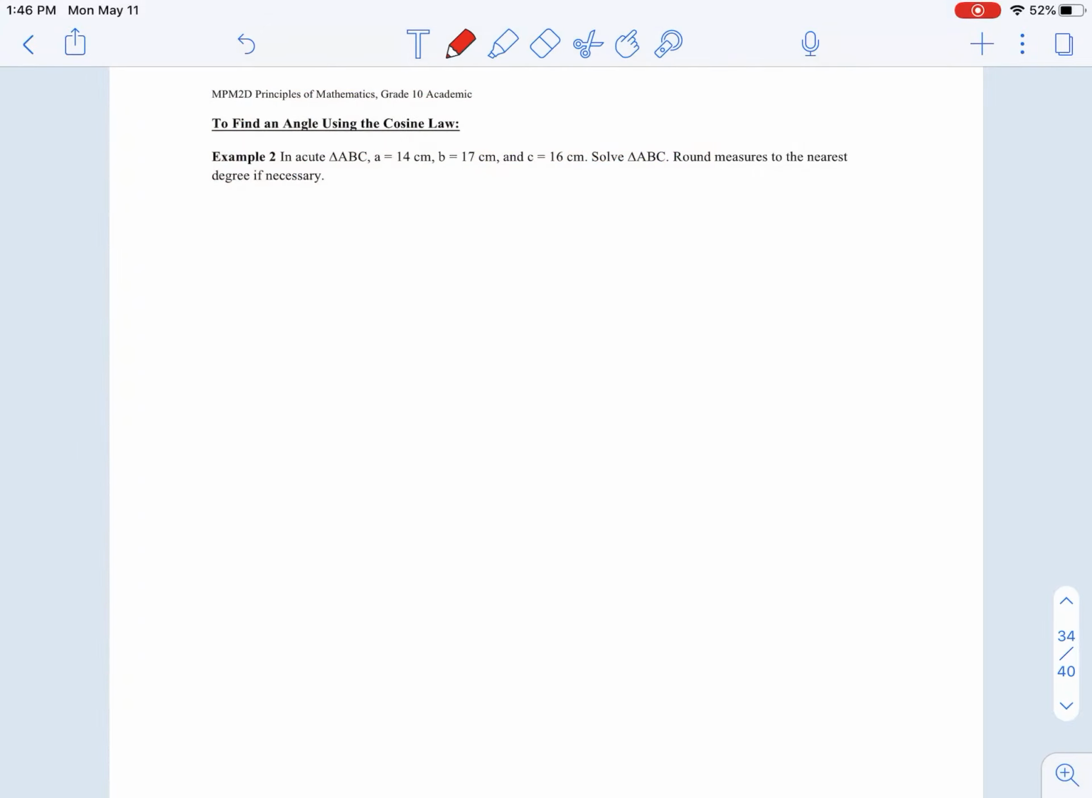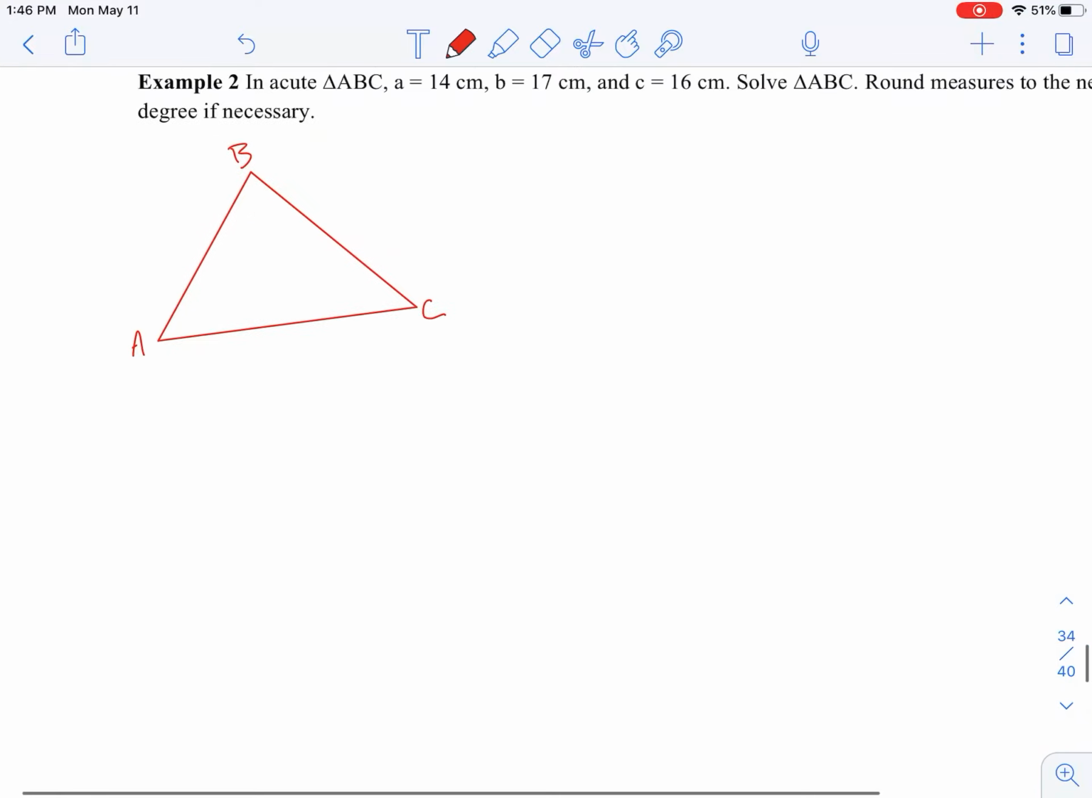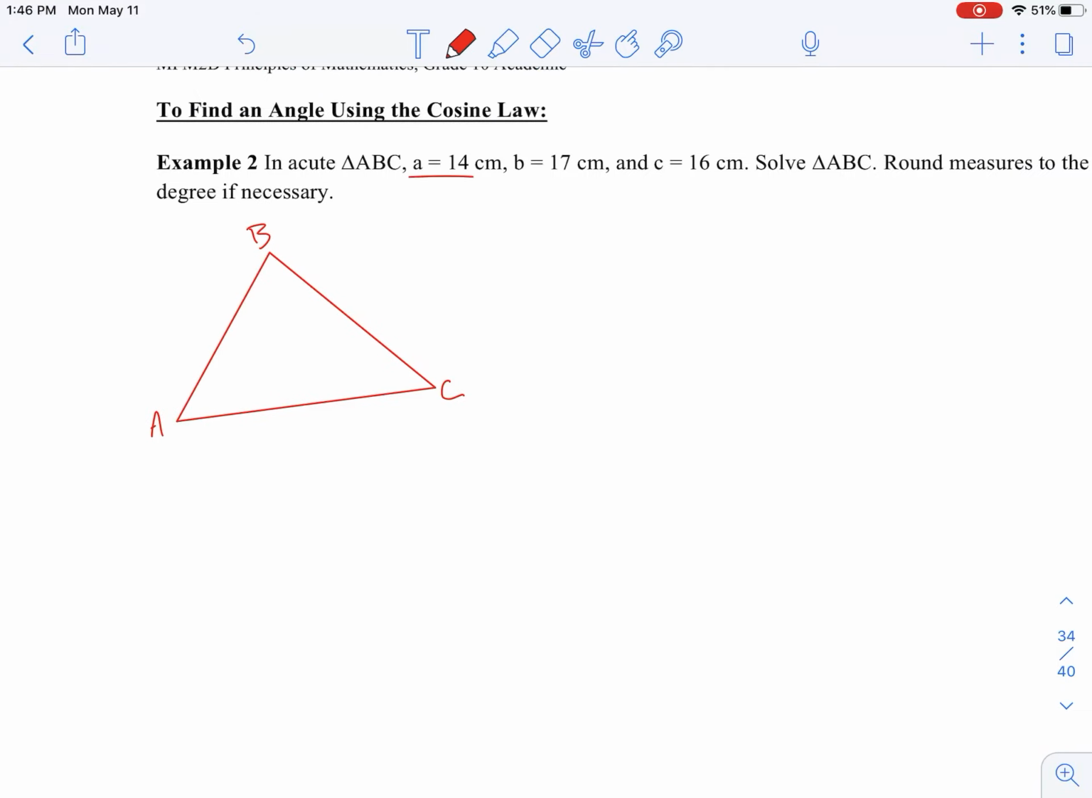Okay, so we have an acute triangle ABC, a little triangle means triangle in this case, doesn't mean delta. So let's label this A, B, C. And a is 14. So that's across from angle A, is side length a. b is 17. Across from angle B is 17 centimeters. And c is 16 centimeters. So across from C is 16 centimeters.